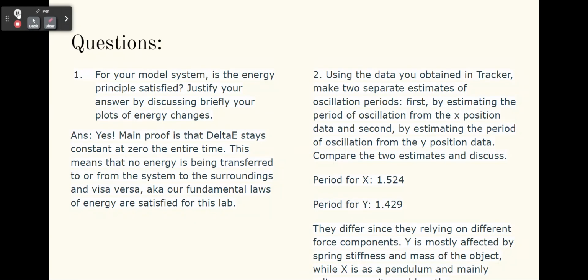Finally, we have our end of lab questions. For the first question, yes, the reasoning being that the main proof is that the delta E stays constant at 0 the whole time, as discussed earlier. This means that no energy is being transferred to or from the system to the surroundings and vice versa, aka our fundamental laws of energy are satisfied for this lab. Finally, for our second question, I calculated the period for x and y to be calculated as seen.